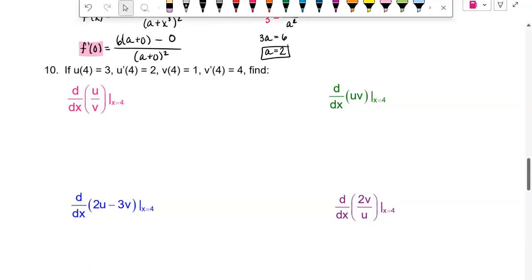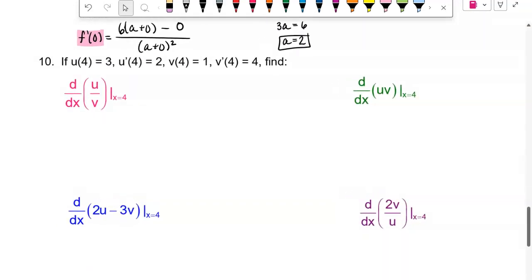Number 10. So for number 10, this is a little bit tricky based on what the notation is. But essentially, we're given all these givens, right? U of 4 equals 3, U prime of 4 equals 2, V of 4 equals 1, V prime of 4 equals 4. Now, what this is asking us to find is the derivative of u over v, and then evaluate the derivative of u over v at x equals 4.